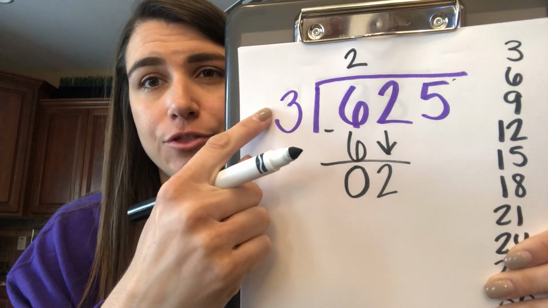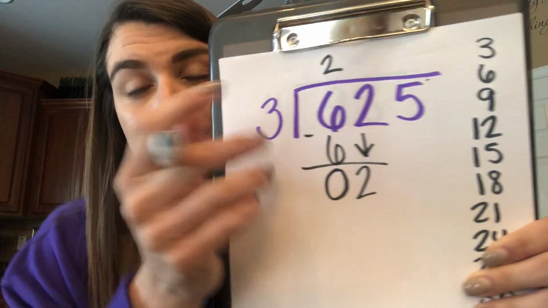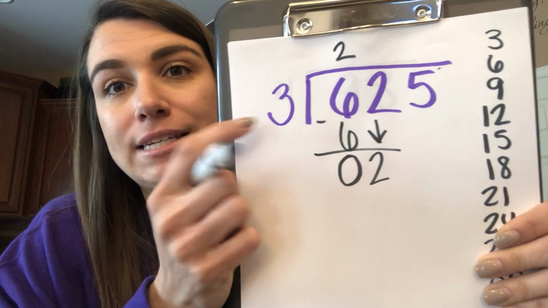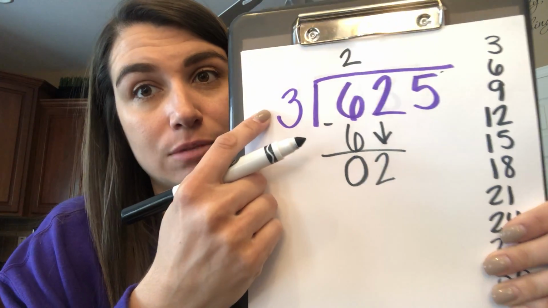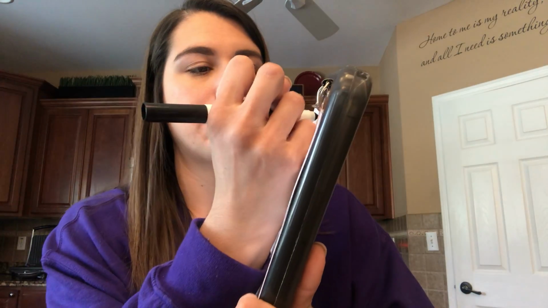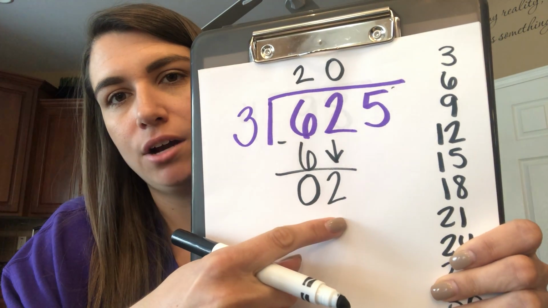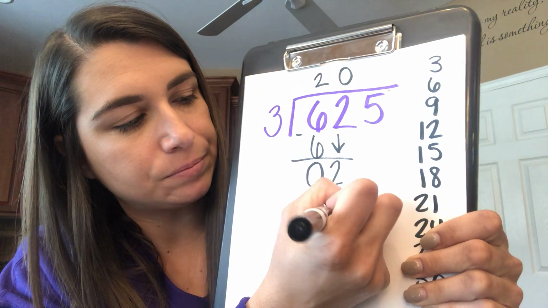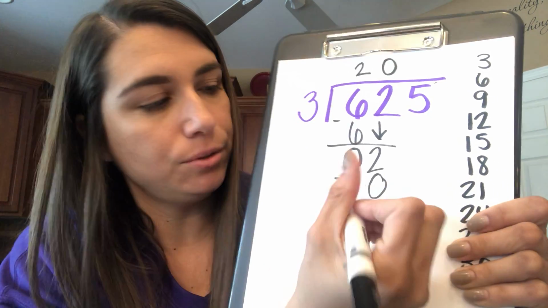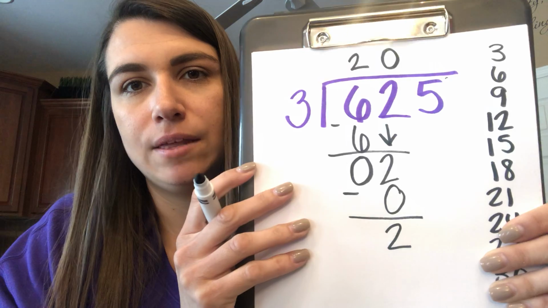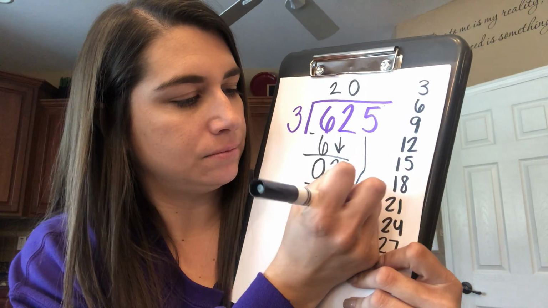Now, 2 is smaller than 3, but since I brought it down, I have to continue dividing because I still have something else to bring down as well. So I'm going to see what times 3 gets me closest to 2 without going over, and that's going to have to be 0 since it's smaller. So the 0 is going to go on the top up here. And then 3 times 0 is 0, so I'm going to put a 0 under the 2. And then sister is subtract, so 2 minus 0 is 2. And then brother bring down, I'm going to bring down this 5.